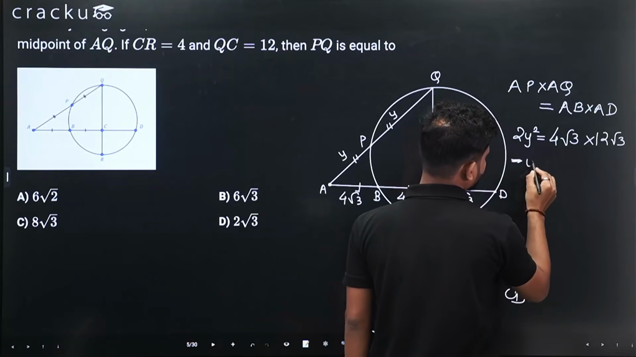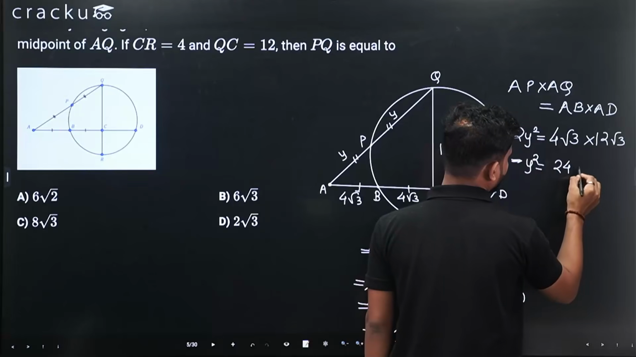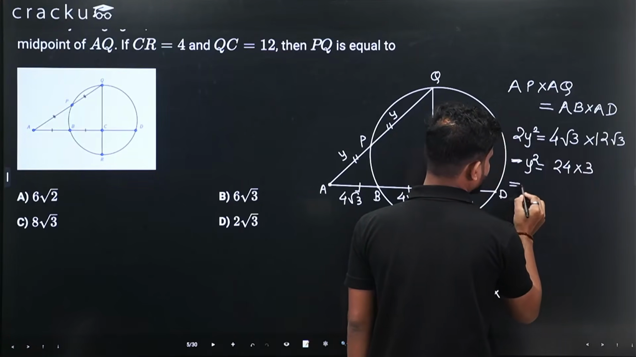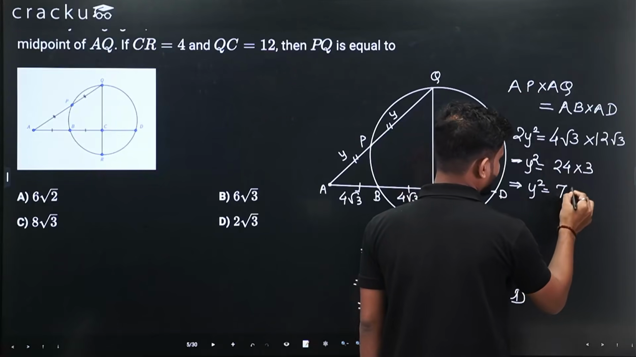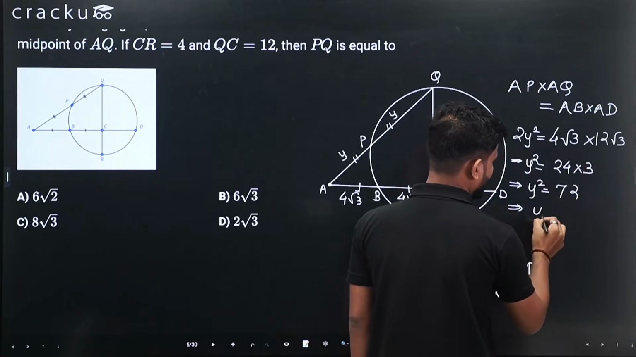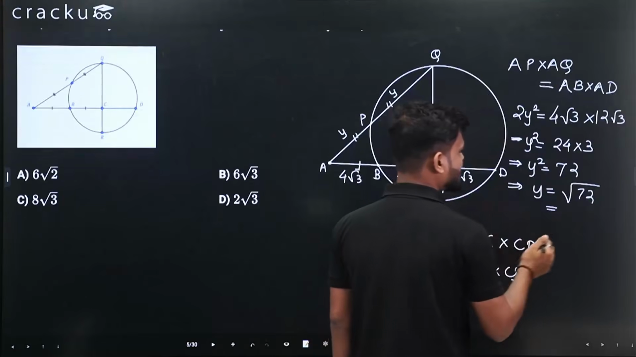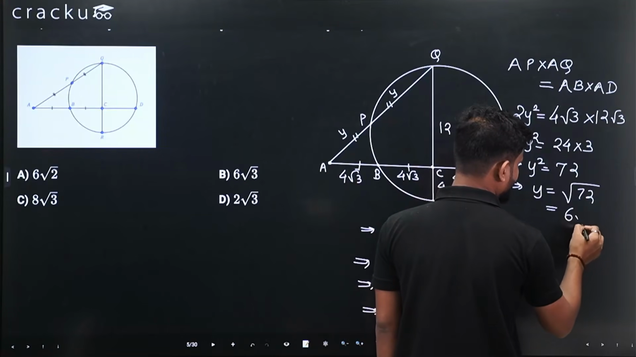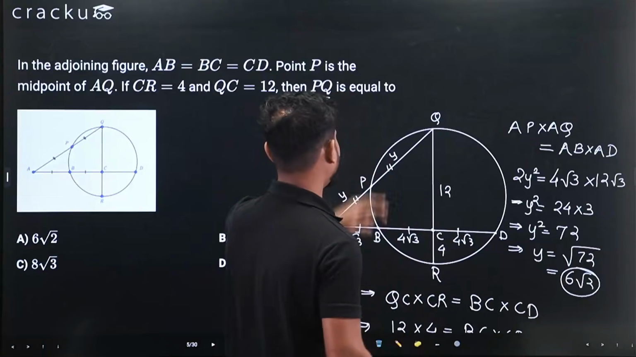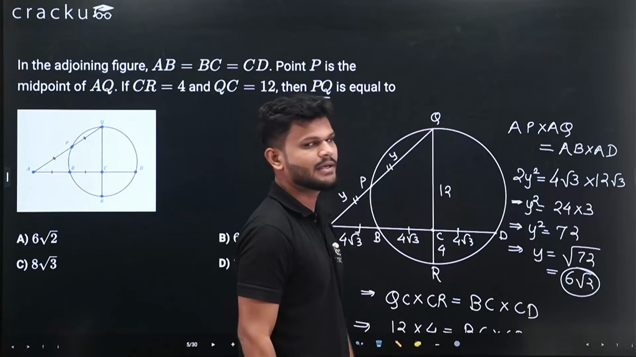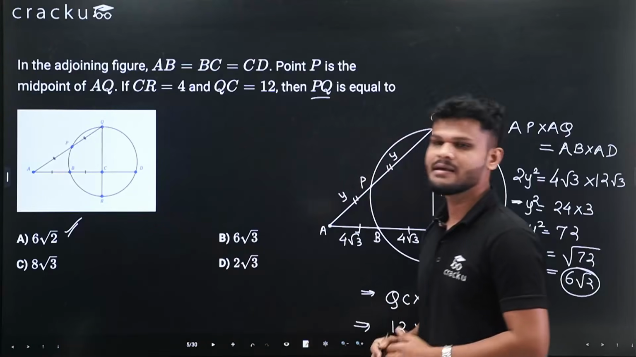This gives Y square equal to 24 root 3 into 12 root 3 divided by 2, or this is nothing but Y square equal to 72. Then what will be Y? Y will be under root 72. And what is under root 72? It is 36 into 2, so 6 root 2. This is the value of Y. We need to find the value of PQ. PQ is also equal to Y. So 6 root 2 is the correct answer here, so option A is the correct choice.